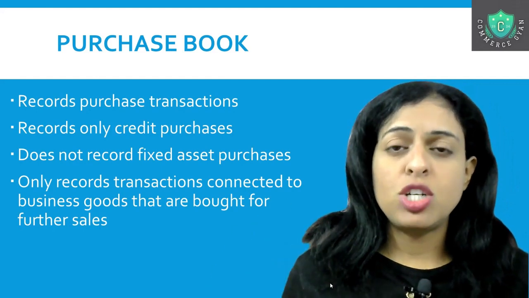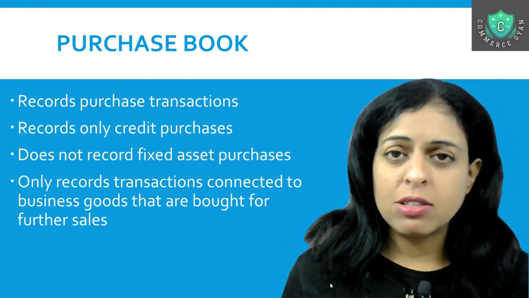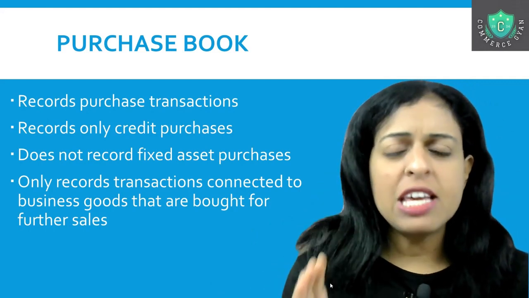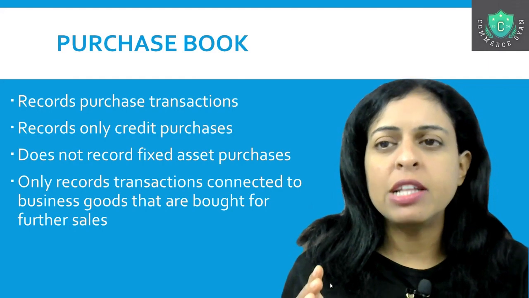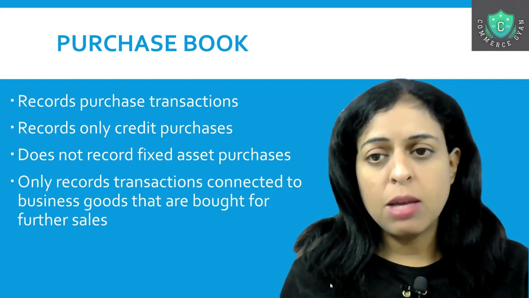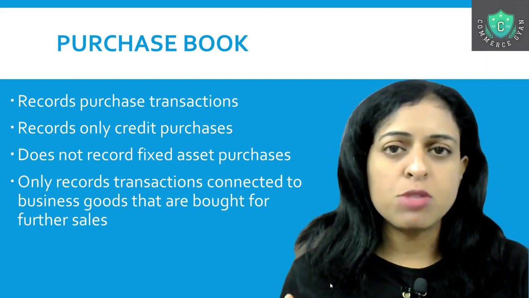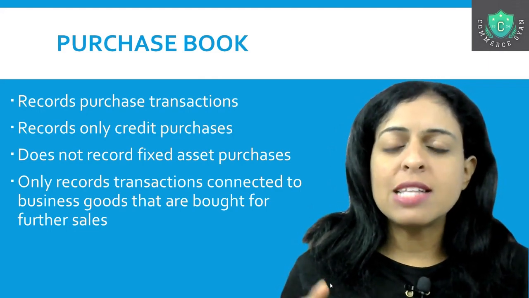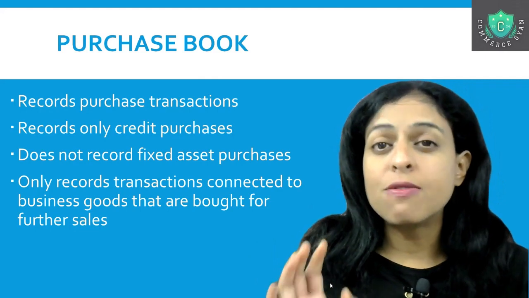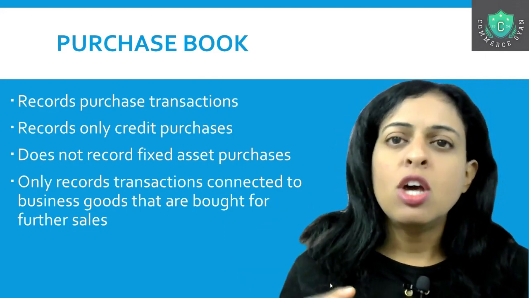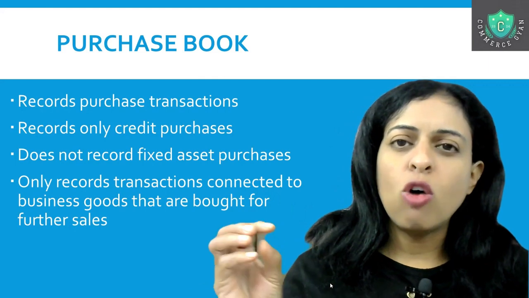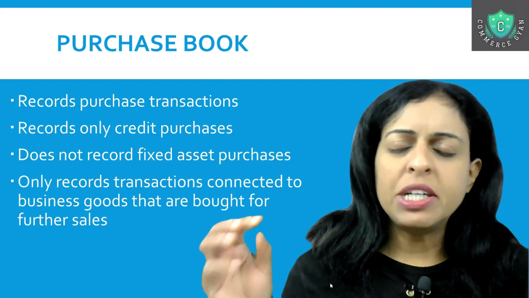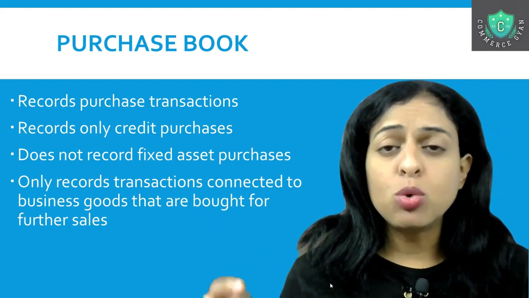If it is a cash purchase, or if it is paid by bank, that kind of purchase is not recorded in the purchase book. So this is a very important key point to remember in recording transactions in the purchase book, which is the first subsidiary book that we are talking about. Another important thing to remember is that sometimes a business also purchases fixed assets, like machinery, land, building, a printer, a laptop, or computers.